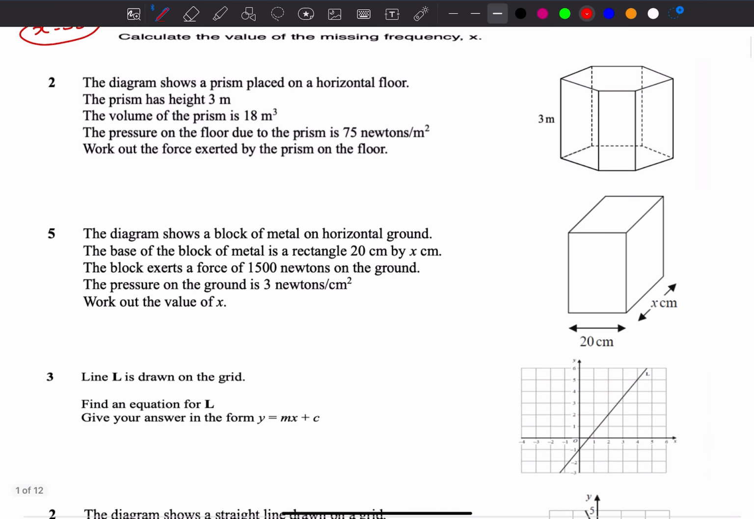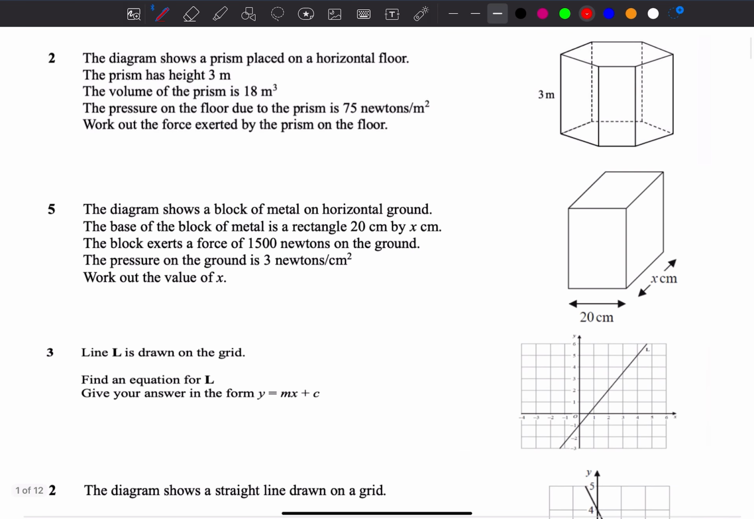Next one, pressure formula. You should know the formulas. Pressure is force over area. So what do we have? Pressure is 75, so that's 75 equals force over area. We need to work out the area. Volume equals area times length or height, whichever you want to call it. Volume is 18 equals area, which you don't know, times the height 3, so area must be 6. Put 6 here, multiply it here. F is 6 times 75, which is 450.